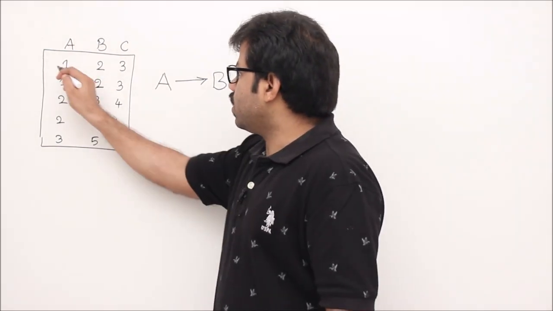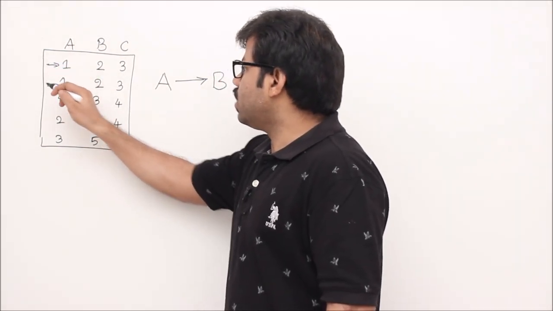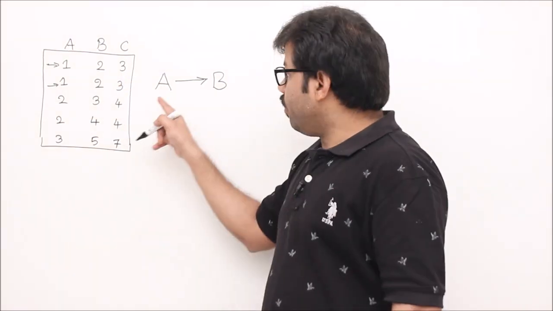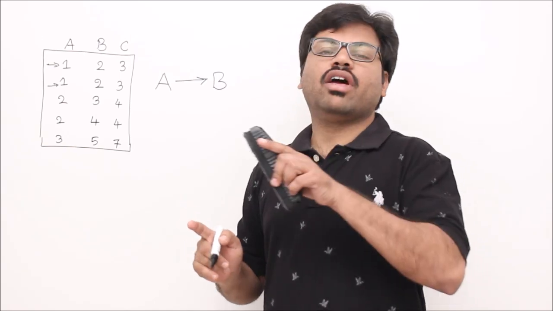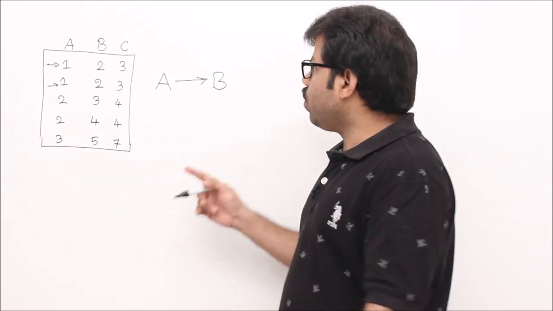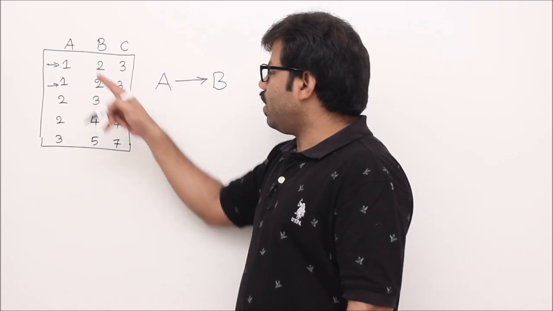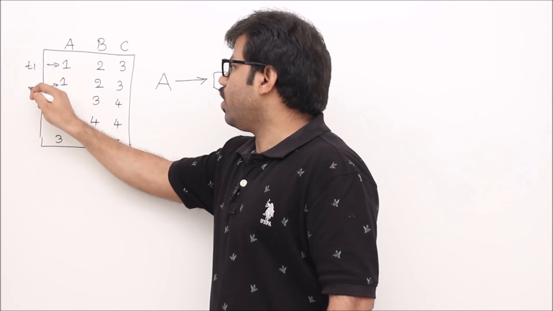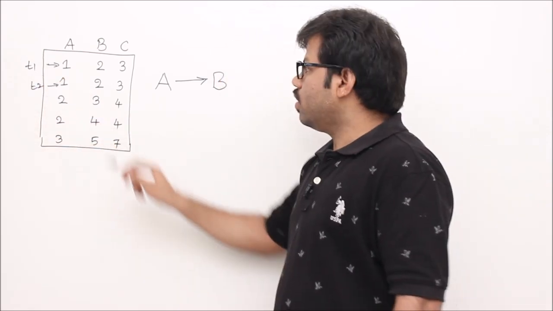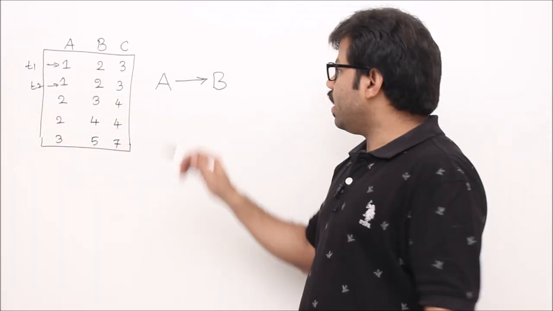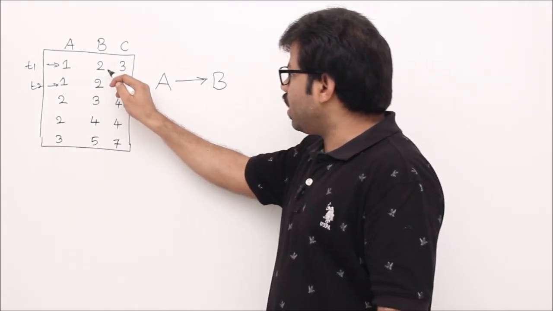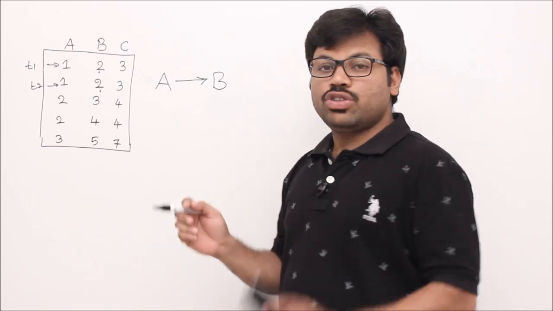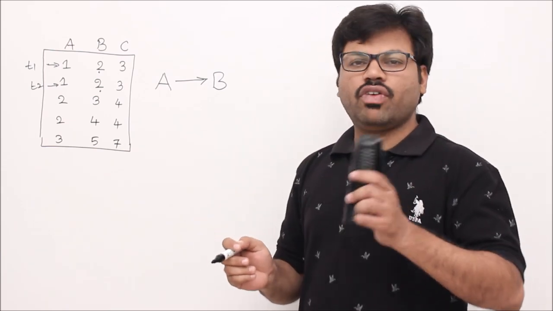Let me take two tuples here. Whenever I have two tuples where A values are not agreeing, then no problem. But if A values agree, then B value should agree. So simple. That's why you take the example tuples where A values agree. Let me take this as tuple 1, this as tuple 2. You see now, A values agree, correct? If A really determines B, then the corresponding B values should agree. Yes, they are agreeing. But it should happen for every two tuples, not only for a particular tuple.